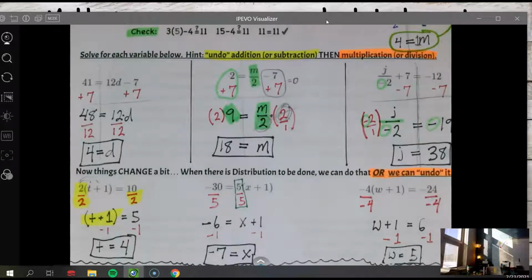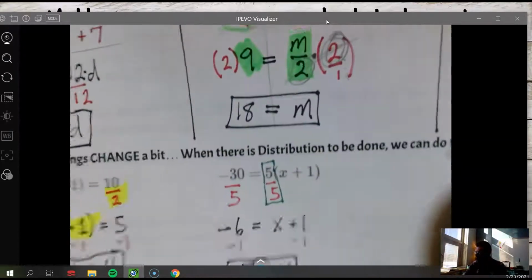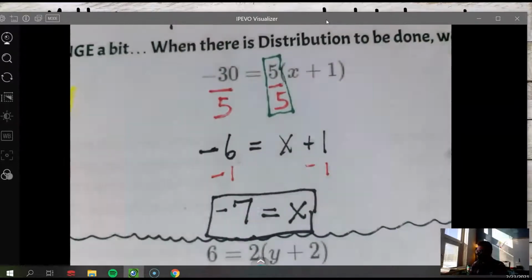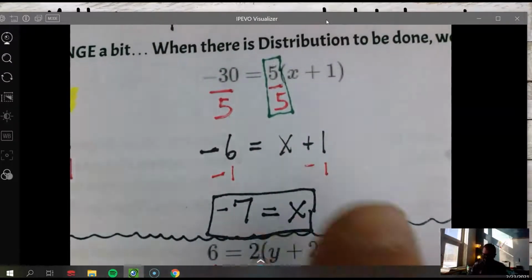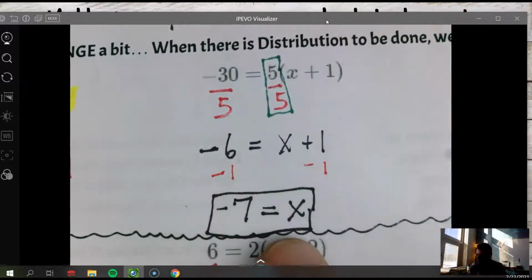I appreciate you catching me on that. So instead of doing the distribution, we undid it. I'll make sure that my friends in the back can see. By dividing each side. And because that turns into a giant 1, it made life a little bit easier.